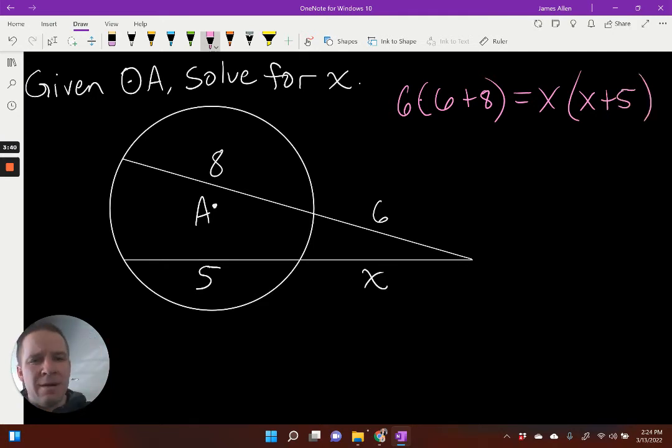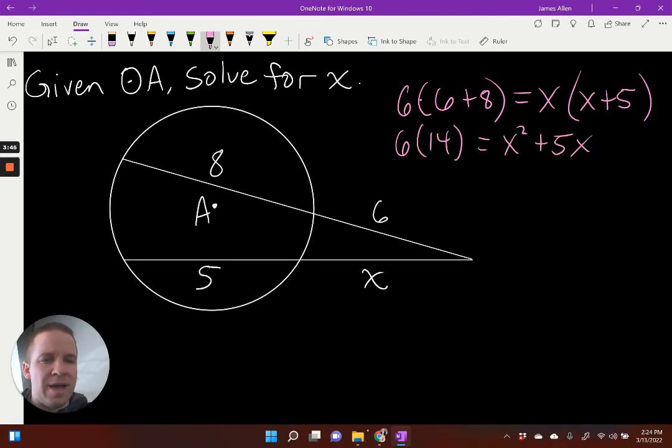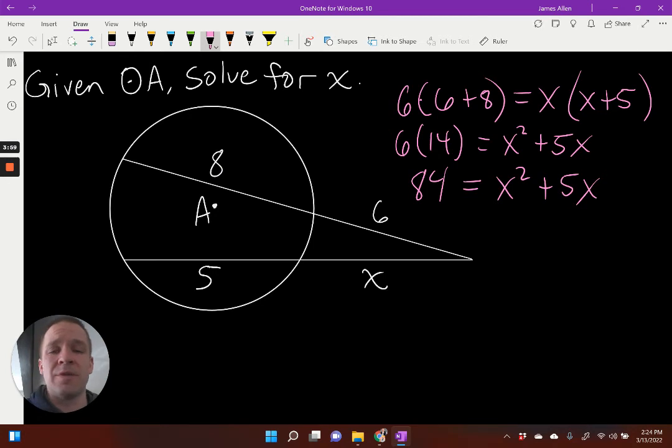Okay. So now I have 6 times 14, and I have x squared plus 5x. So 6 times 14, that's going to be 84, equals x squared plus 5x. Let's double check that. 6 times 10 is 60. 6 times 4 is 24. 60 plus 24 is 84. That's mental math, baby.